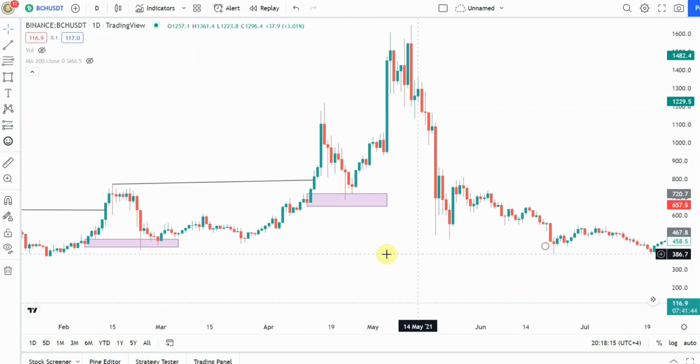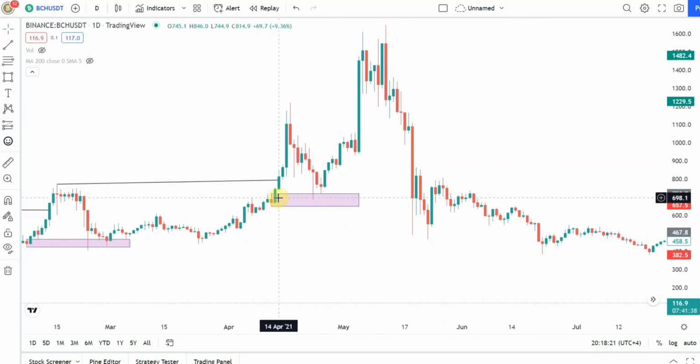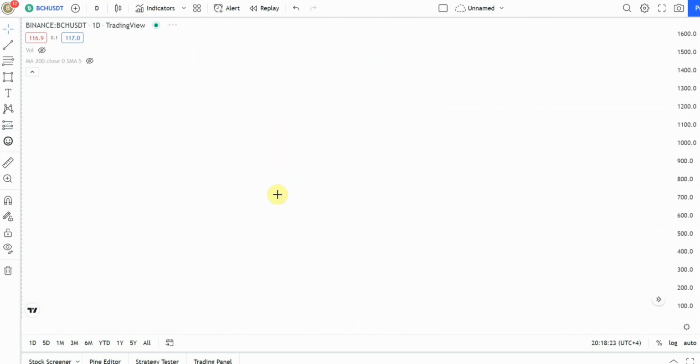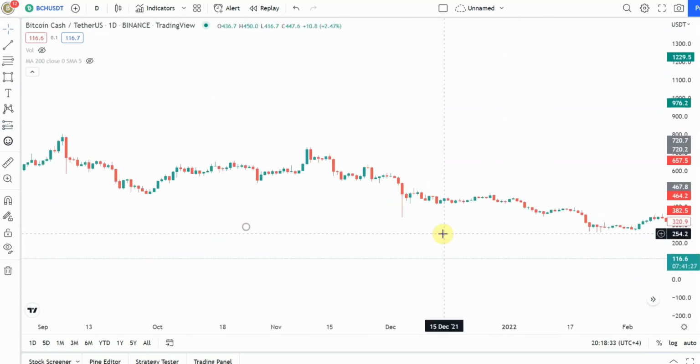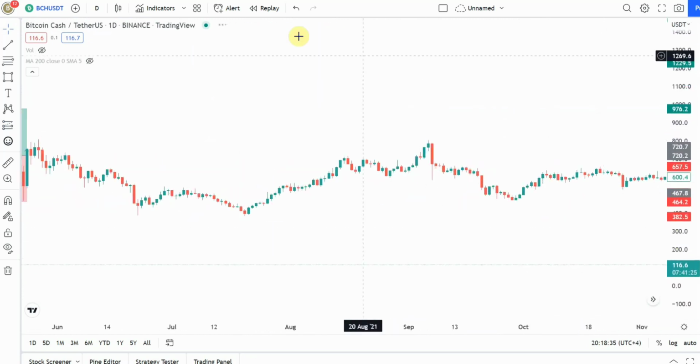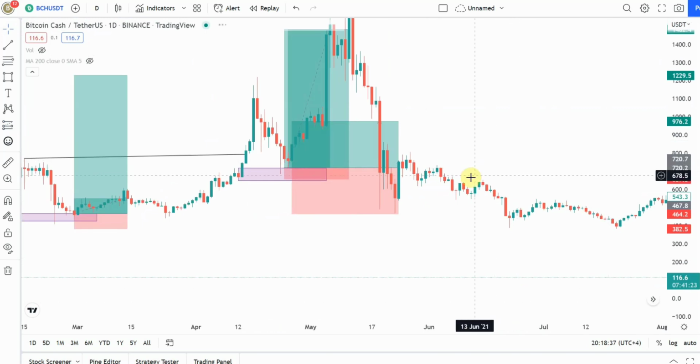So first of all, an order block must have an imbalance. This is an imbalance to show you that this is a tradable order block. To show you that this is a tradable order block, we must have imbalance.